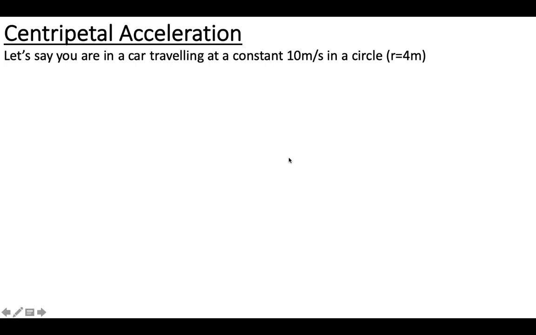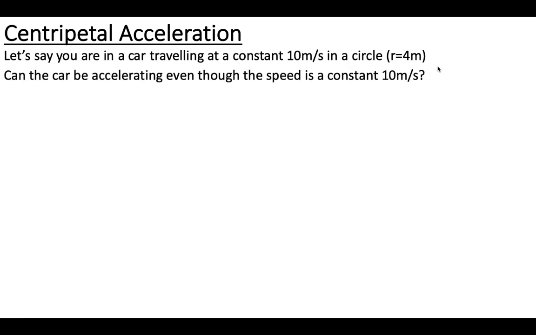Okay, so you're going constant speed. You look down at the gauge in the car and it says you're going at a constant speed. The needle's not going up or down. Okay, you're going at a constant speed, but you're going in a circle, and that circle has a radius of 4 meters. So my question is, can the car be accelerating even though the speed is a constant 10 meters per second? Okay, just think about that for a second.